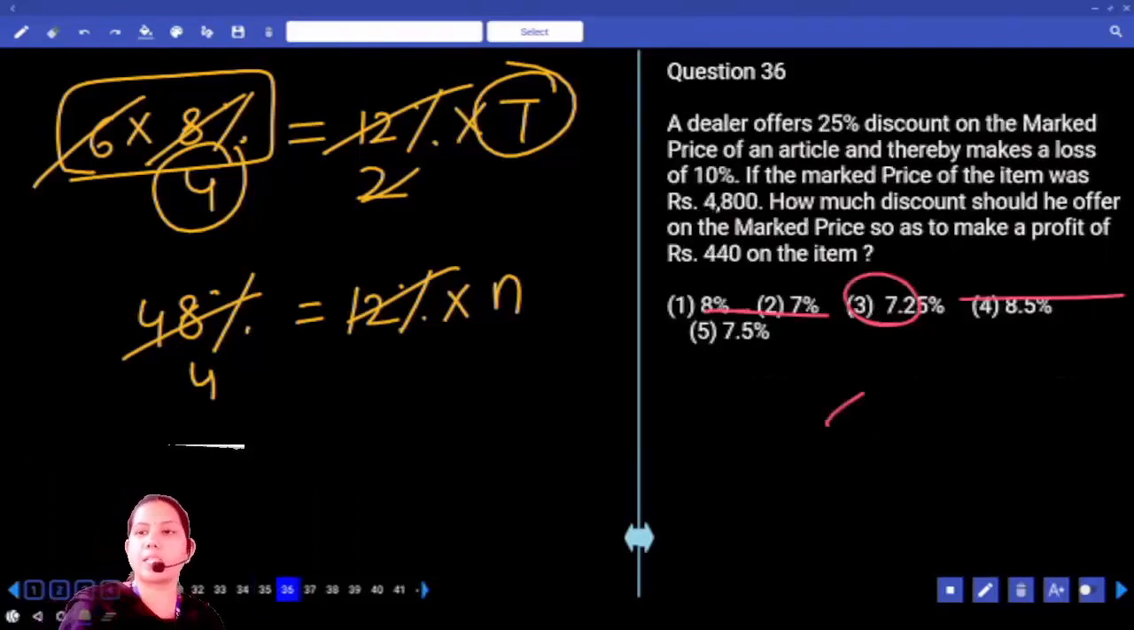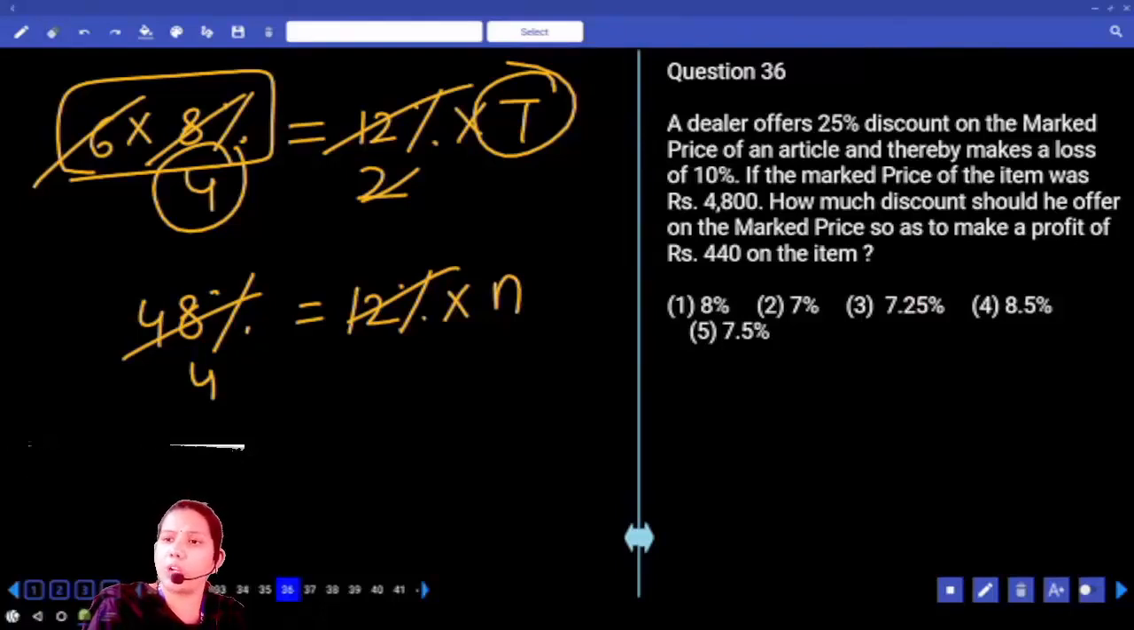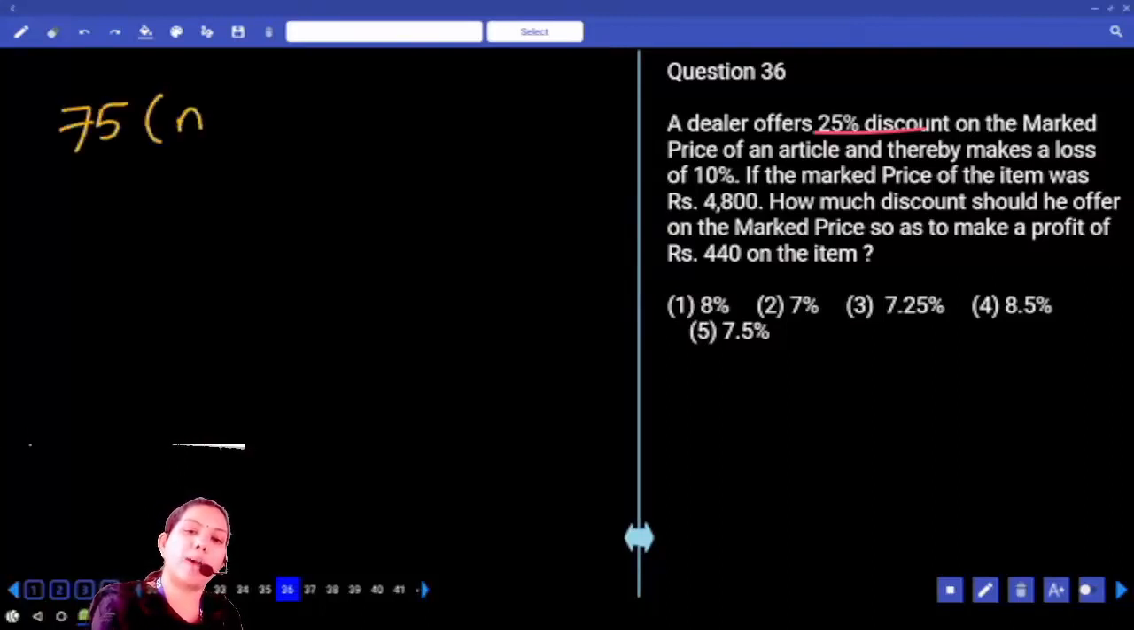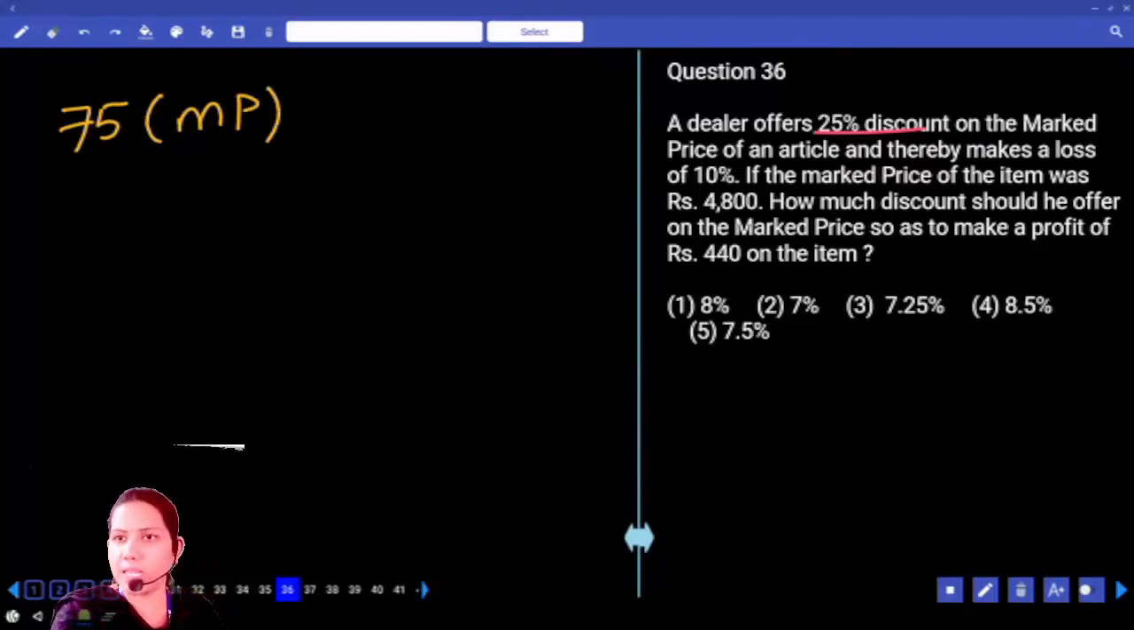Next, question number 36. A dealer offers 25% discount on the market price of an article and thereby makes a loss of 10%. If the market price of the item was 4,800, then how much discount should he offer on the market price so as to make a profit of 440 on the item? First, he offers how much discount? 25%. Discount is given on the market price. So 75% of the market price is the selling price.